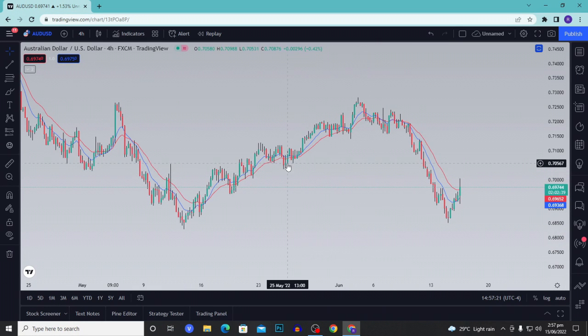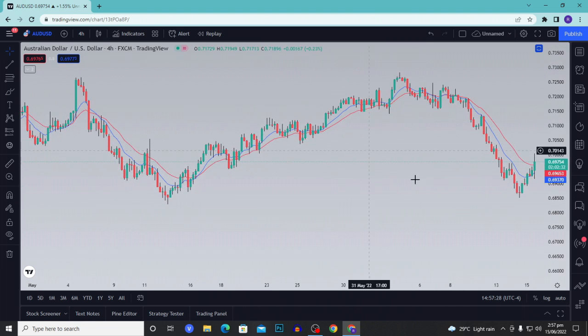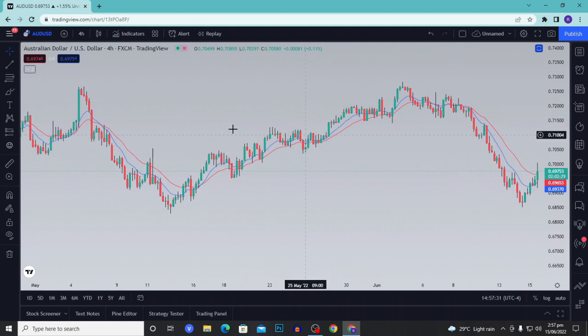Okay, I'm not going to be going over what I previously mentioned in the other videos. I'm just going to be showing you some examples of how we day trade using the strategy.